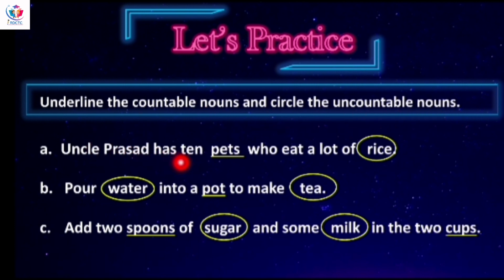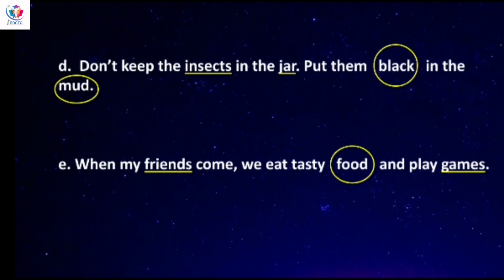Uncle Prashad has 10 pets who eat a lot of rice. We can count the pets, but we cannot count the rice. So the word pets is the countable noun and rice is the uncountable noun. Similarly, pour water into a pot to make tea. Water and tea are uncountable nouns and pot is a countable noun. Add 2 spoons of sugar and some milk in the 2 cups. Spoons, cups are countable nouns, but sugar and milk are not countable, so they are uncountable nouns.